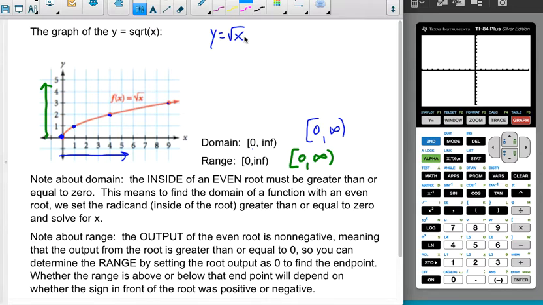So a couple notes about domain. We know that the inside of an even root has to be greater than or equal to 0. So for the domain of an even root function, like the square root or the fourth root or the sixth root, we set the radicand, which is the thing inside the root, greater than or equal to 0 and solve for x. A note about the output of an even root is that it is non-negative, meaning the output is greater than or equal to 0. So you can determine the range by setting the root output as 0 to find an endpoint and then figuring out if the range is above or below that endpoint. So let's go ahead and walk through some of this.